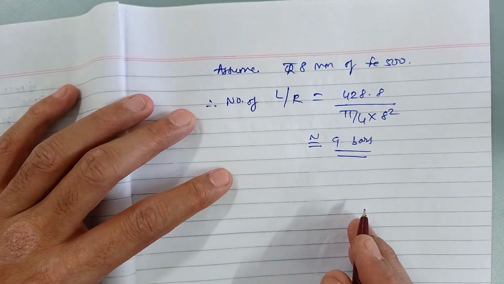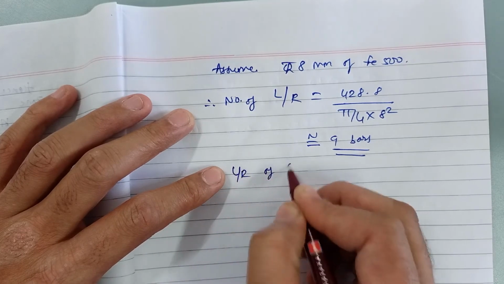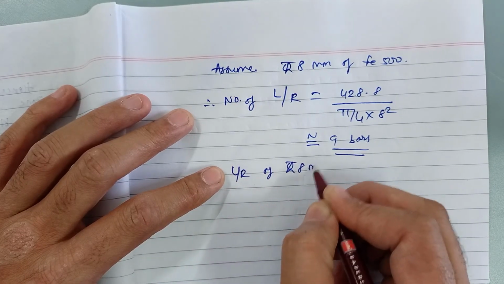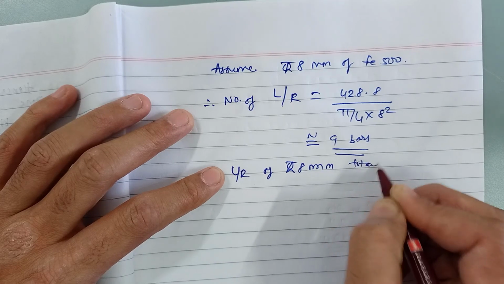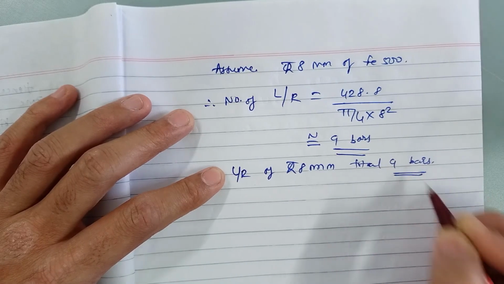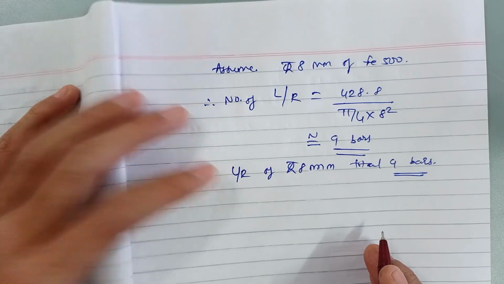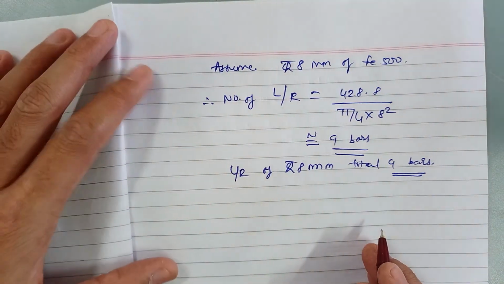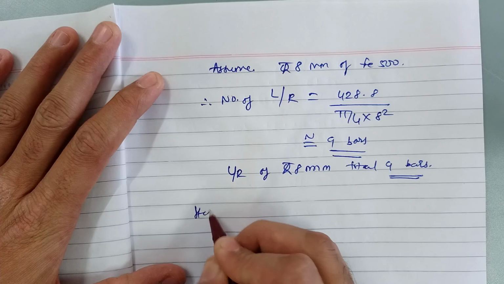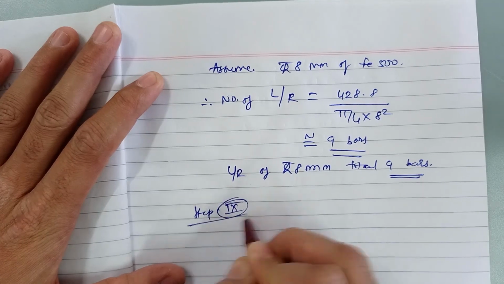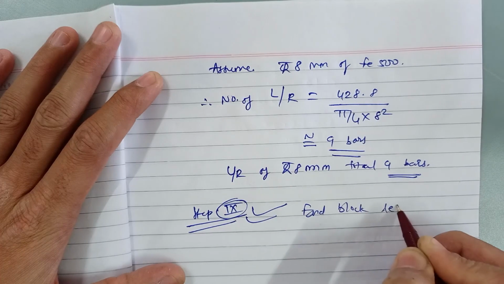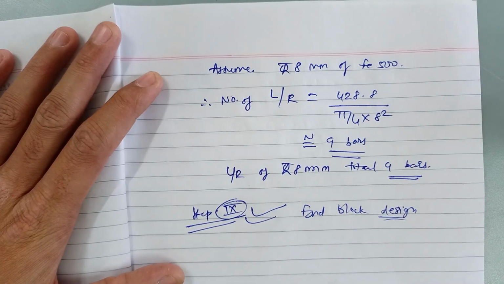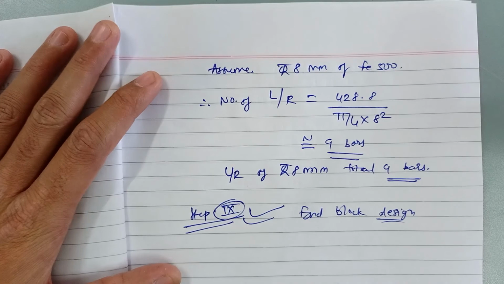Hence, for longitudinal reinforcement of 8 mm torque, a total of 9 bars are to be provided. In this way, we have completed step number 9, end block design.